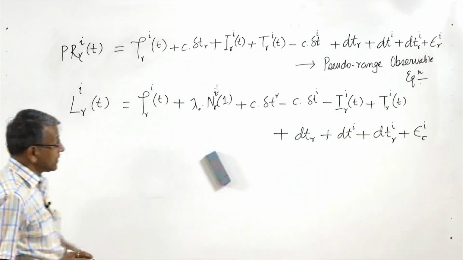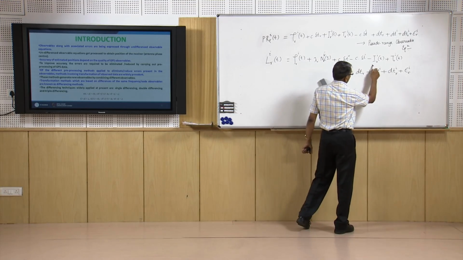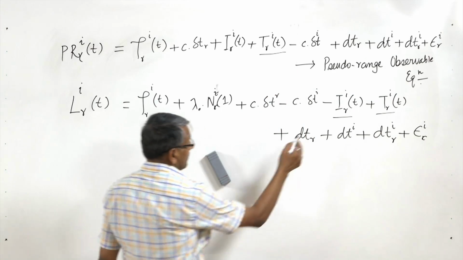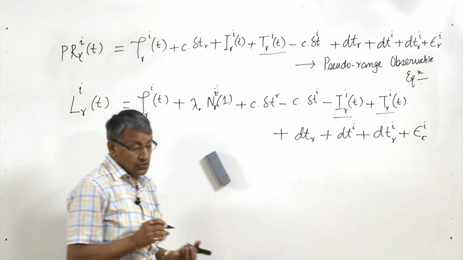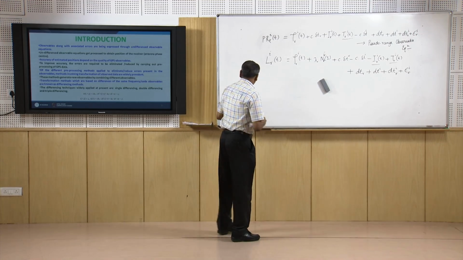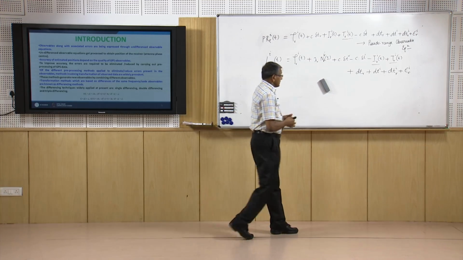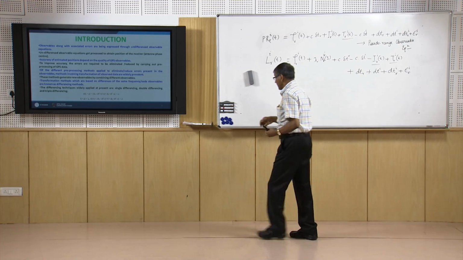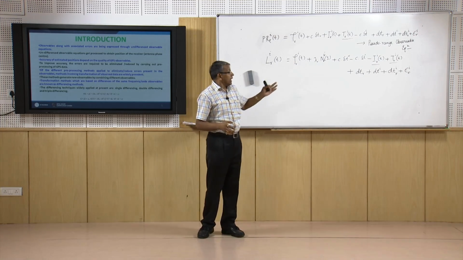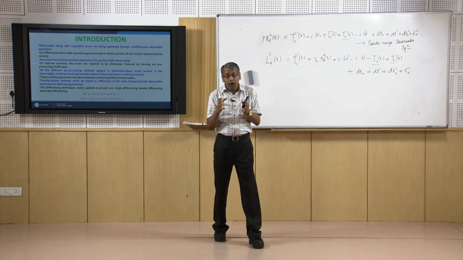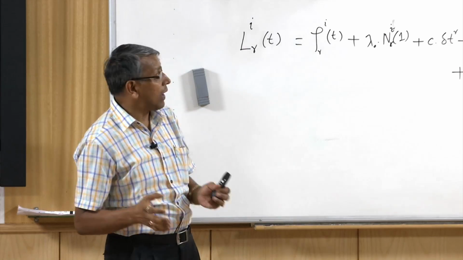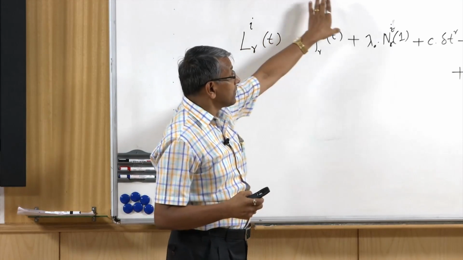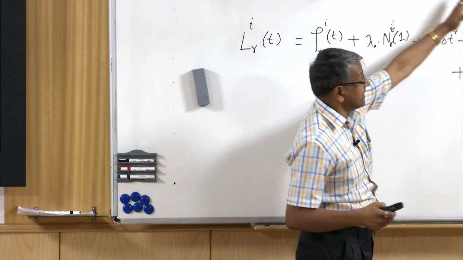Now in both these equations, though I have used similar symbols, the actual amount of error present in the code pseudo range will be different from the phase pseudo range. Now we process these observable equations to determine the position of the receiver. The quality of the position will depend upon the quality of these observable equations. That means these observable equations should be free from all these errors.